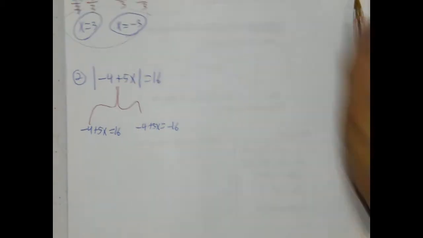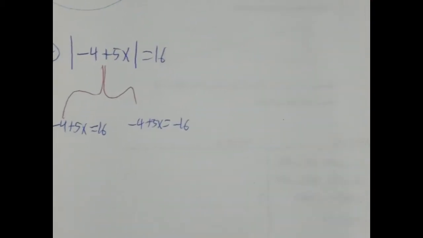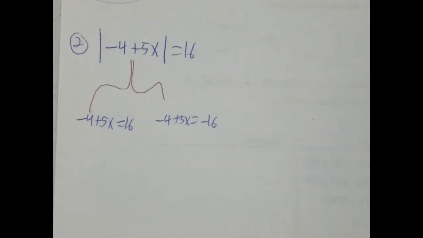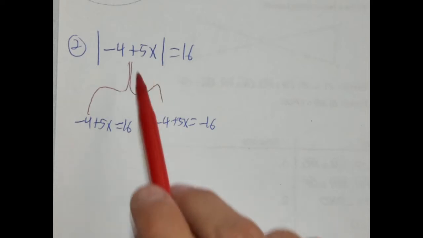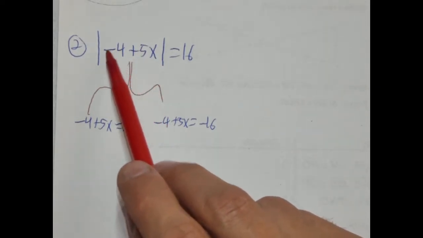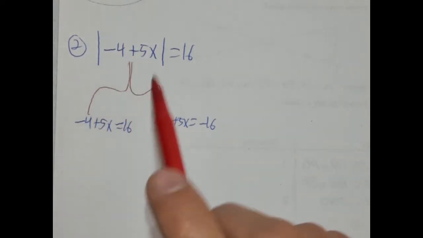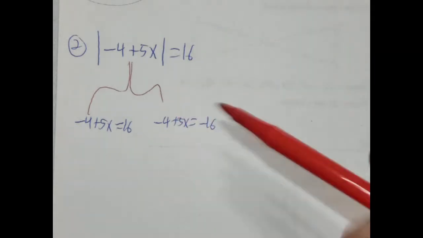Okay? Let me zoom in here so you can see it a little better. Okay, so we're going to go ahead and solve this each time. Now, one thing to be careful of, a lot of students when they rewrite this, I've seen it where they write this negative 4 as a positive 4 because they just associate positive signs with absolute values.